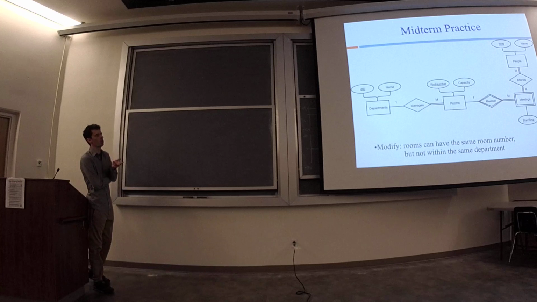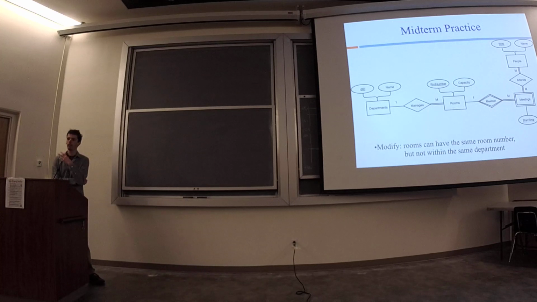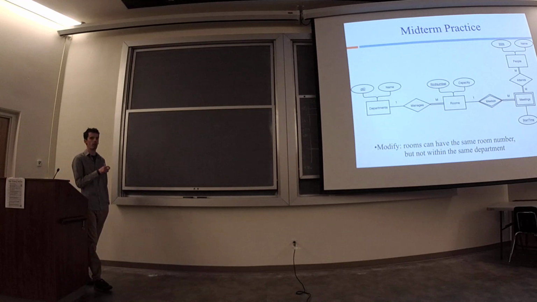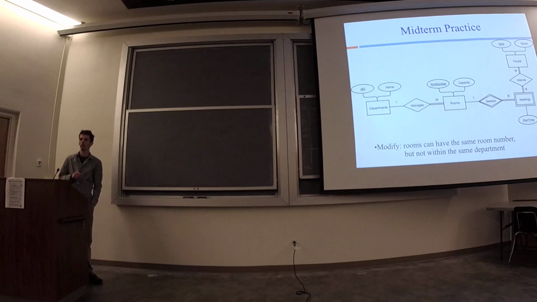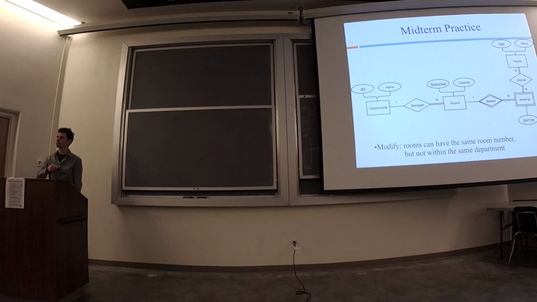So the original problem was, in the entire world, in the entire database, no two rooms can have the same room number. So that's why it's the key. Now they are allowed to have the same room number as long as it's a room from a different department. How do we specify that? You could make a room a weak entity set and make manages a supporting relation.